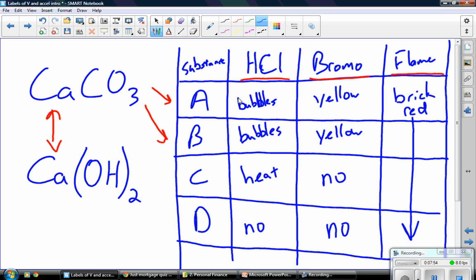They didn't react to the hydrochloric acid the same. They didn't do the same reaction for the bromomethyl blue, but the flame test was the same. So if the flame test was the same and they both had calcium, what do you think we could say about substance D? It more than likely had calcium in it as well. And it did. So it did have calcium in it. The other part was sulfate. Calcium hydroxide.